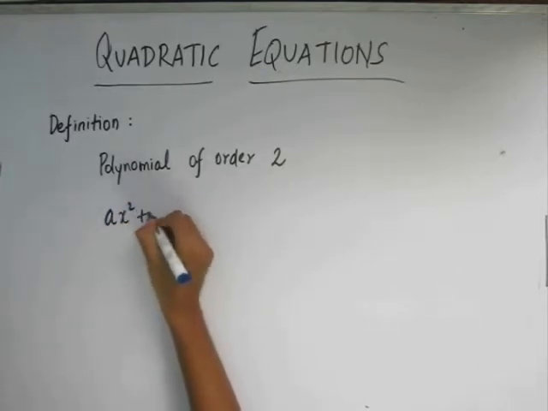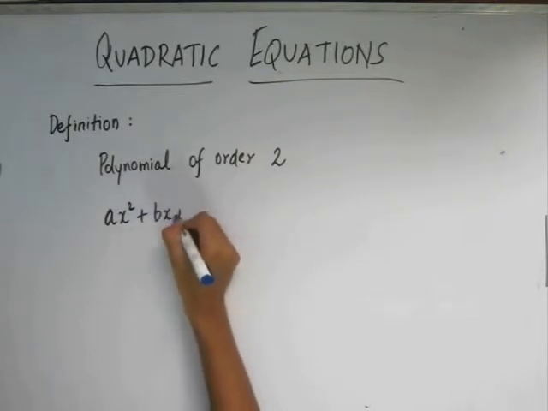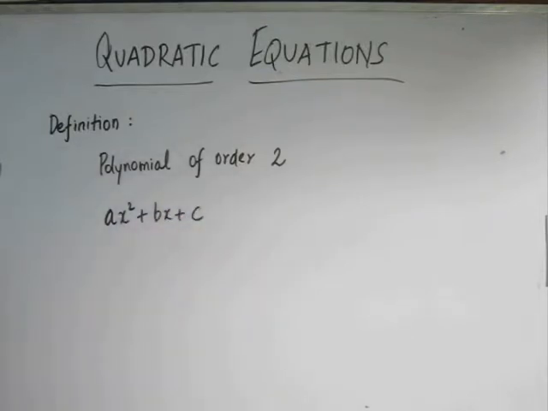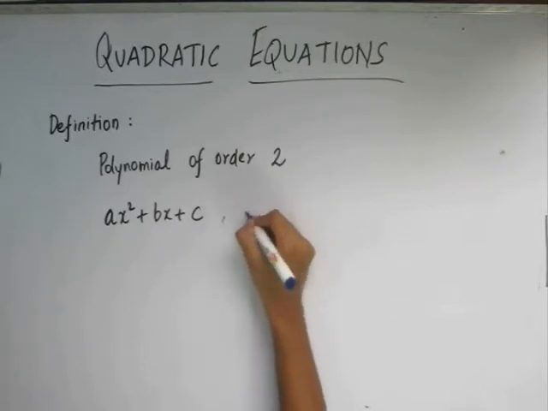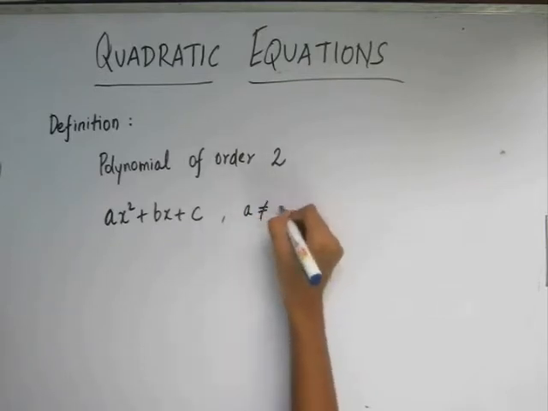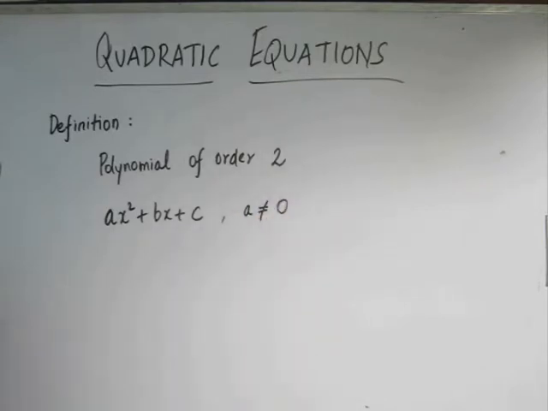ax square plus bx plus c, where the highest order of x is 2, and since it has to be 2, the coefficient of x square has to be non-zero. So the definition of a quadratic equation is that it is a polynomial of order 2, and the basic expression that describes the quadratic equation is ax square plus bx plus c, where a is not equal to 0.